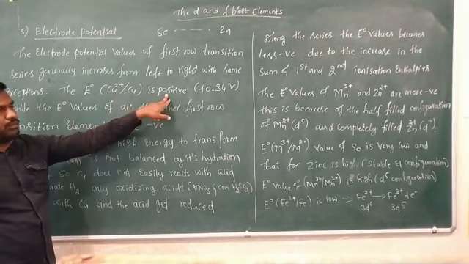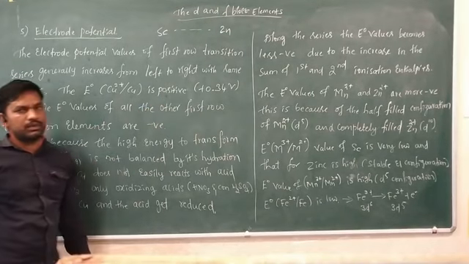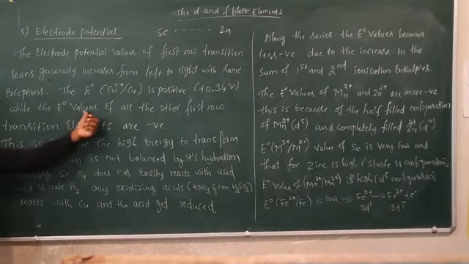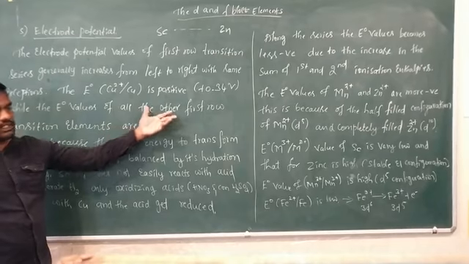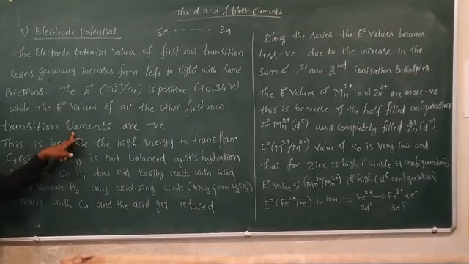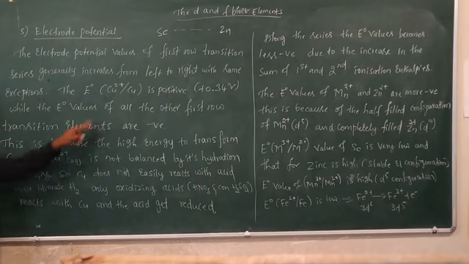Copper alone has a positive value, plus 0.34 volts, while the E0 values of all the other first row elements in the 3D series are negative. Copper showing a positive value is one of the exceptions.